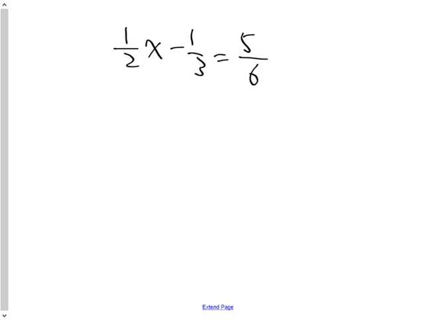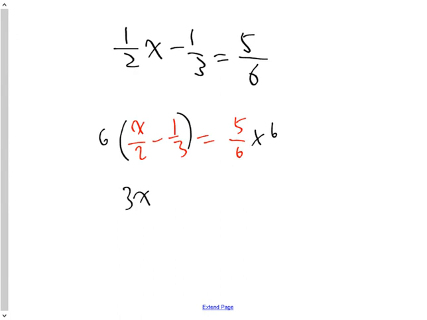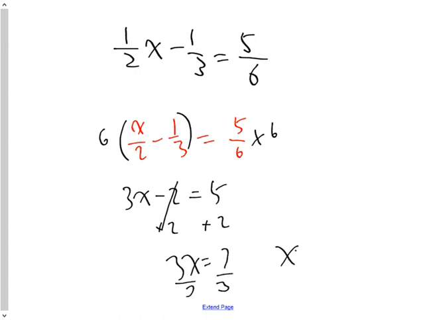And your last question, when you are given questions where you're isolating for x in fractions, the easiest thing to do is to multiply both sides by a common multiple of the denominators. In this case, multiplying both sides by 6. Half of x multiplied by 6 is 3x. Negative third multiplied by 6 is negative 2. And 5/6 multiplied by 6 is 5. Once you have that, isolate the variable, add 2. 3x equals 7. And x equals 2 and a third.